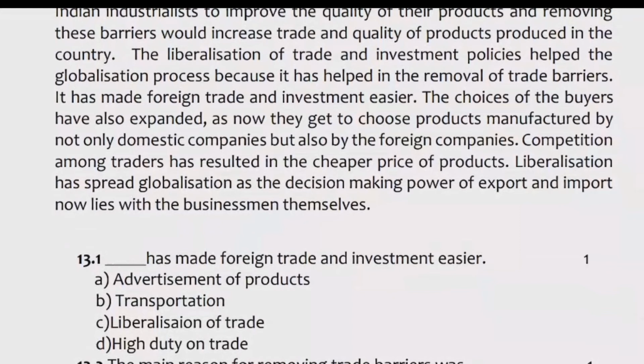13.1. Dash has made foreign trade and investment easier. Options: A. Advertisement of products. B. Transportation. C. Liberalization of trade. D. High duty on trade.